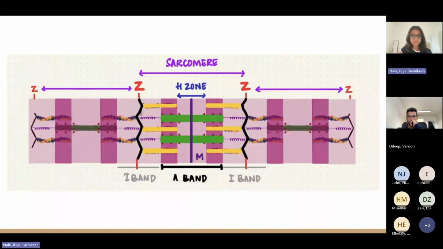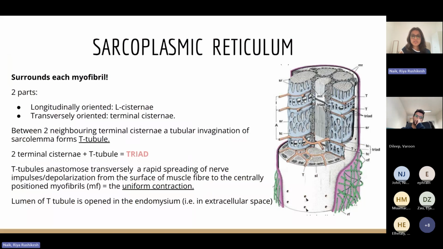Okay, I'll move on. Like I mentioned earlier, the sarcoplasmic reticulum is the endoplasmic reticulum of the myofibrils, and it surrounds each and every single myofibril. There are two parts here: a longitudinally oriented part and a transversely oriented part. The important part is only the transversely oriented part, which is called the terminal cisternae. You can see this blue structure here and this blue structure here. All of these structures are called the terminal cisternae, and this orange thing which is protruding out of it is called a T tubule.